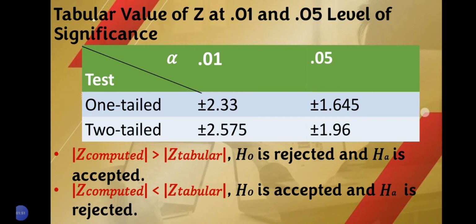What is the use of this tabular value of Z? The use of this tabular value of Z is for the researcher to compare against the Z computed, which will be talked about later. Ito yung ginagamit or basihan para malaman ng researcher kung i-accept ba ang alternative hypothesis and i-reject yung null hypothesis, or vice versa. So, we have two types of tests under Z-test.